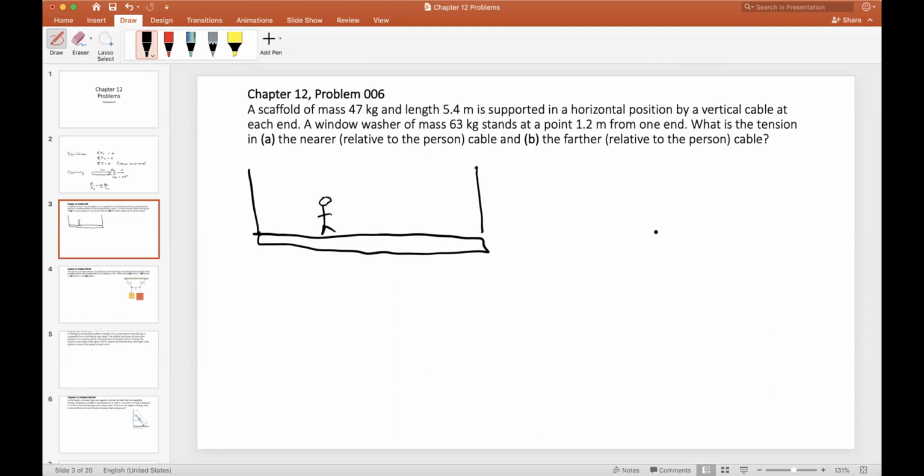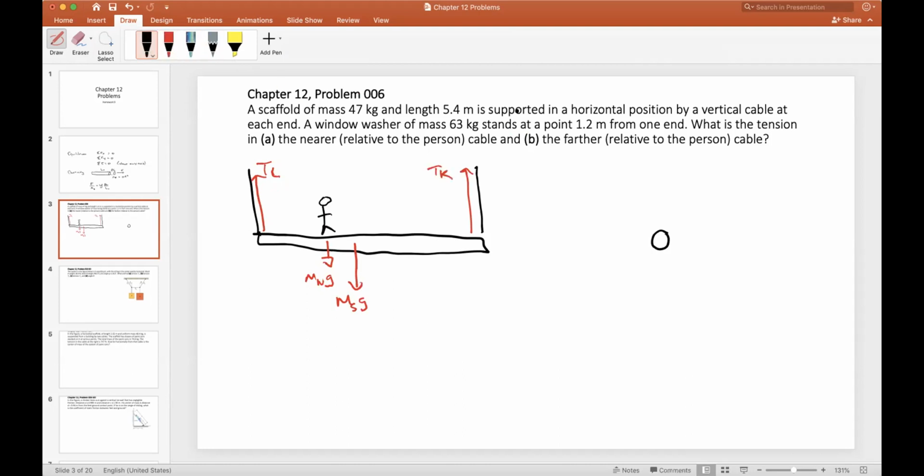So just remember that if I'm going to draw forces on here, there's always a force on the scaffold at the center of mass, at the center of the scaffold, which will be the mass of the scaffold times G. And wherever we put this guy, there's going to be a mass, I'm going to put W for window washer, times G. And then there's going to be a tension on the left for the wire, and there's going to be a tension on the right for the right wire. And those are our forces.